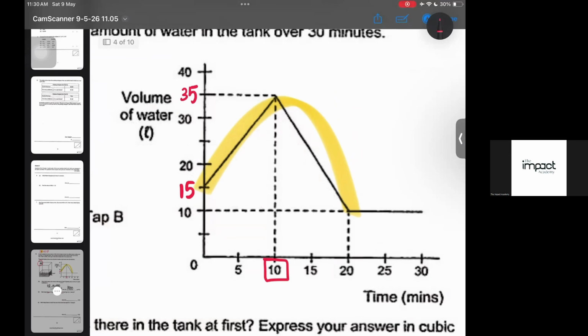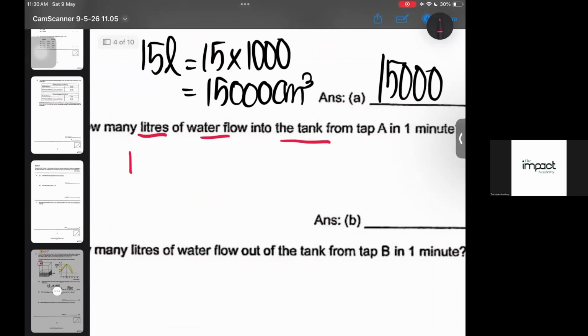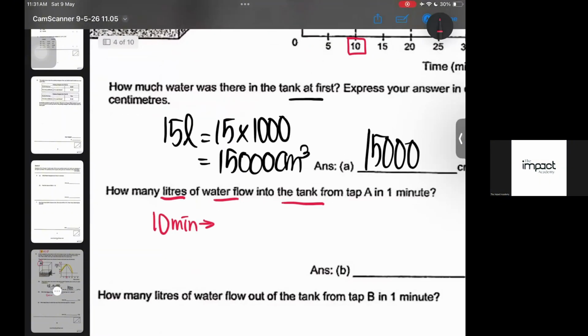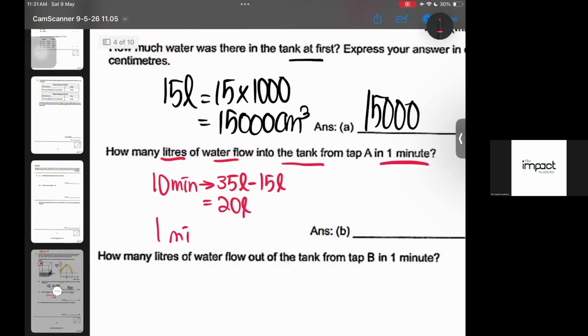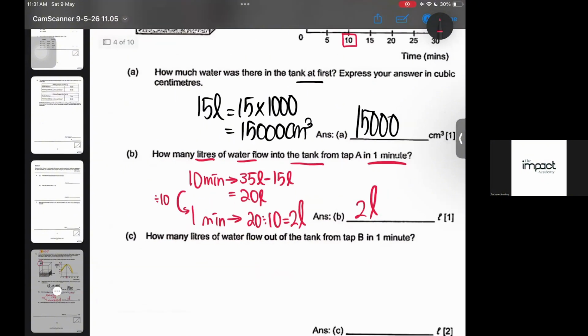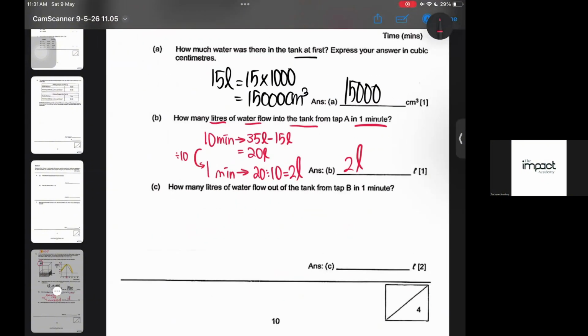35. So in 10 minutes, how much of water went in? How do you get 20? Because 35 liters minus away 15 liters. Agree or disagree? Which is equals to 20 liters. You all understand or don't understand? The question I'm asking for is 1 minute. Right, so then how do you do this? You have to divide by 10, right? So 20 divided by 10, we get to an answer of what? 2 liters. Very good. So every 1 minute, 2 liters of water will flow into the tank from tap A.